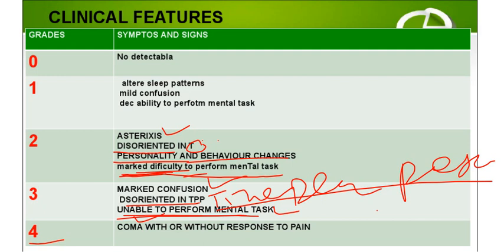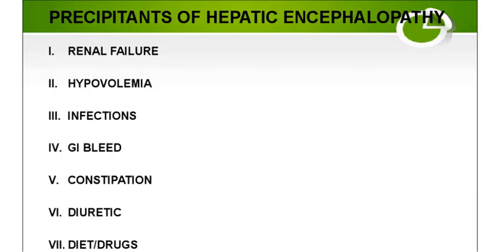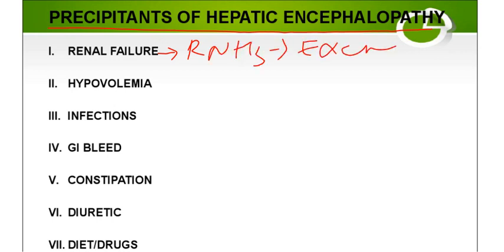Okay, what are the precipitants of hepatic encephalopathy? What are the various things which can precipitate or exaggerate those signs and symptoms? Number 1 is renal failure. Why? Since the kidney is involved in the excretion of ammonia. Ammonia excretion occurs through the kidney. In renal failure, that excretion is absent, so it will further lead to the accumulation of ammonia, so the symptoms will get exaggerated. That is the reason for renal failure as a precipitant.